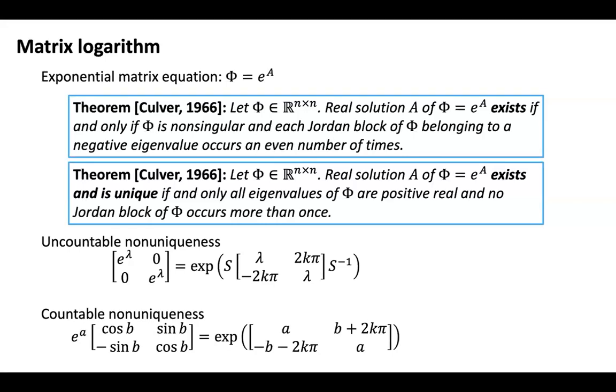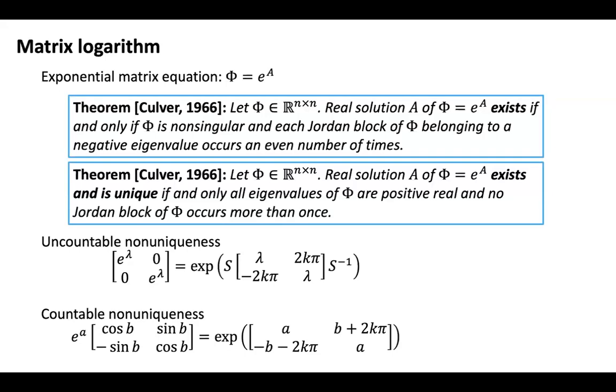Okay, and so depending on the Jordan structure, we may or may not be able to solve this problem, and we may or may not have a unique solution. And there's various ways that non-uniqueness can come up in the solution. So various scenarios where you get the same e to the A for whole families of A matrices.